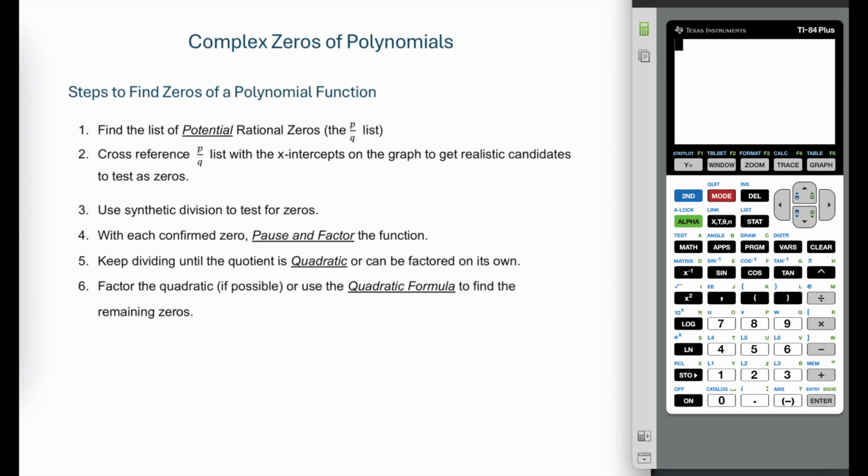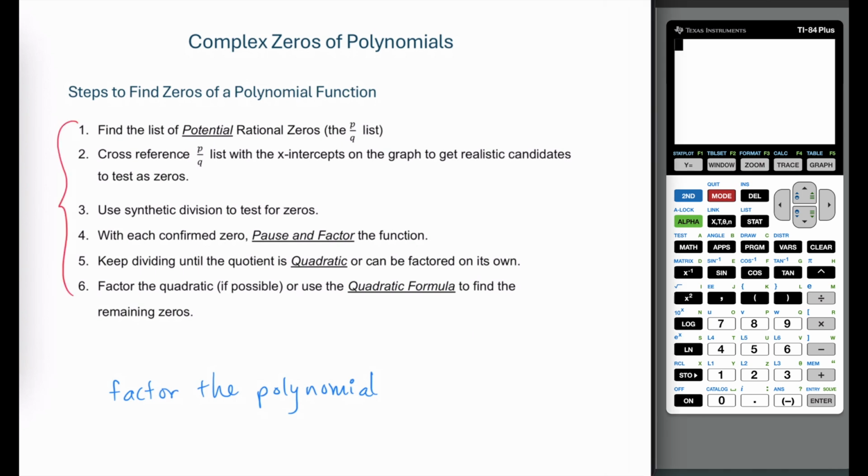To find the zeros of a polynomial function, the main idea is that we need to factor the polynomial completely. Now, some higher degree polynomials are not going to factor using the traditional methods, so this algorithm outlines a process of using what we call the potential rational zeros list and then cross-referencing that with the x-intercepts of the graph to come up with realistic candidates for zeros and therefore factors that can be divided out of the original polynomial, which then enables us to factor it.